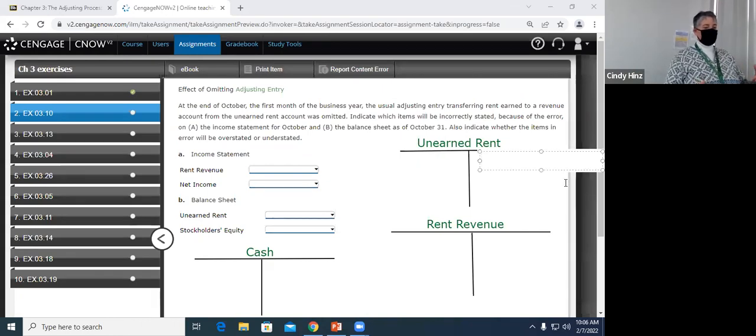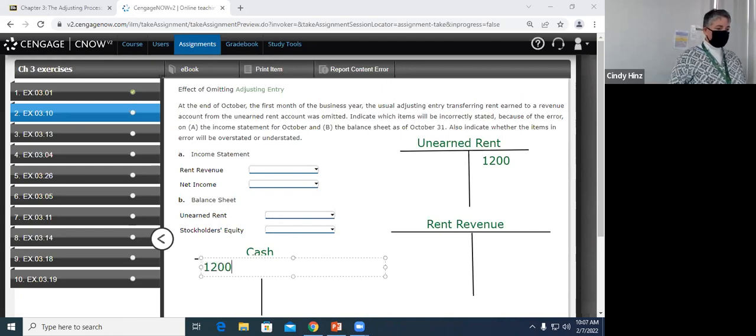We have somebody who's renting, I don't know, maybe a storage locker. I'm going to use a small number. Let's say they had paid us in advance for 6 months of this storage locker at $200 a month.